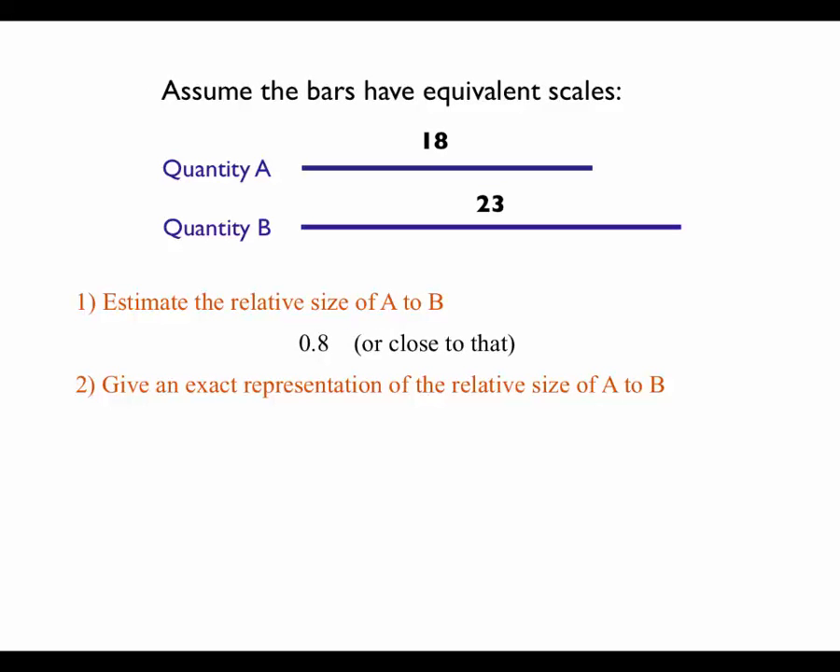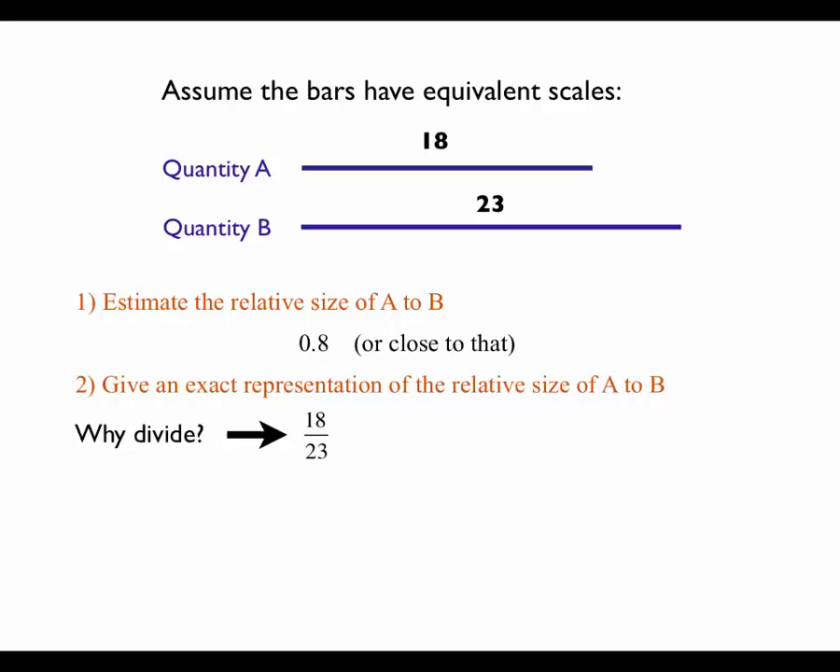So can you create an exact mathematical representation now of the relative size of A to B? What would it be? How would you come up with an expression that would give us that relative size exactly? Yeah. 18 over 23. Yeah, it's a quotient, right? Relative size is a quotient. If we're measuring quantity A with respect to quantity B, then that quotient, 18/23, in this case is something like 0.78.